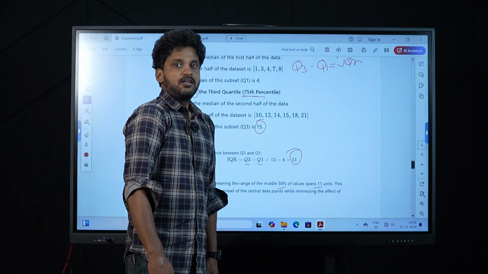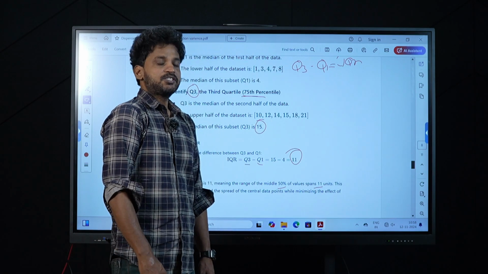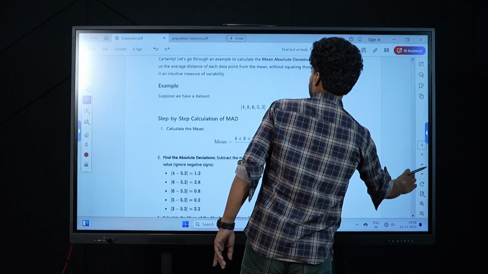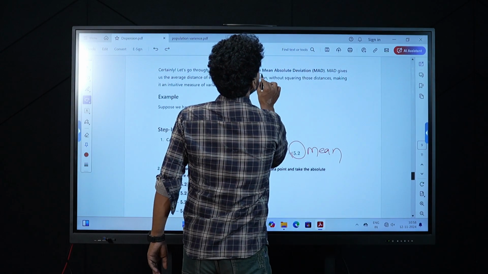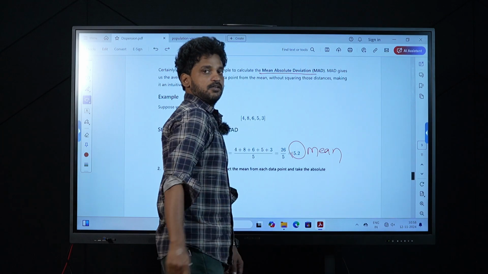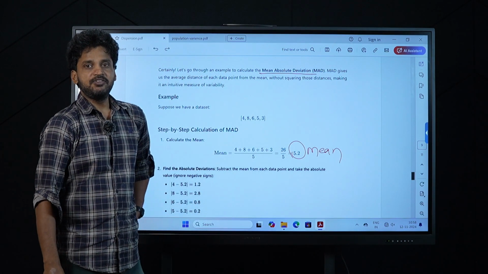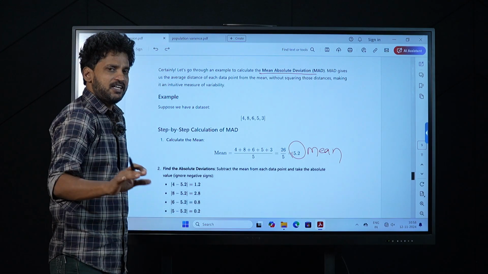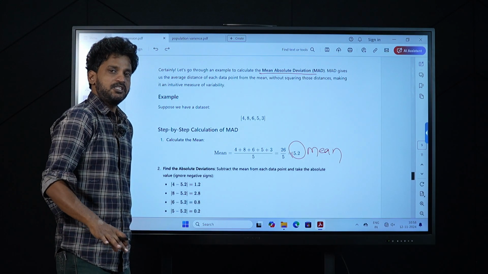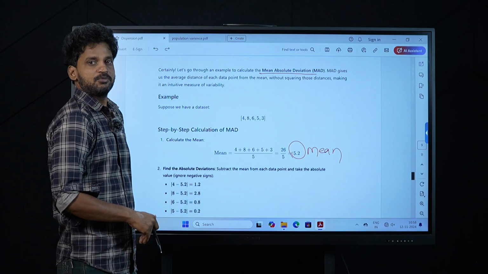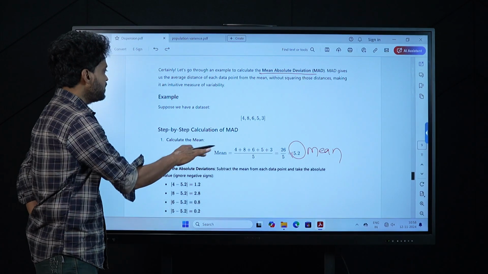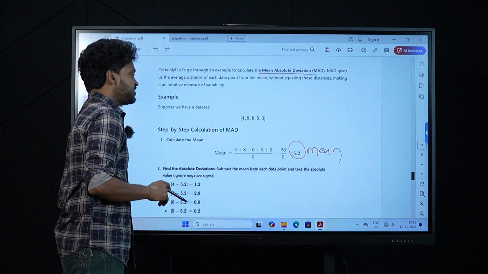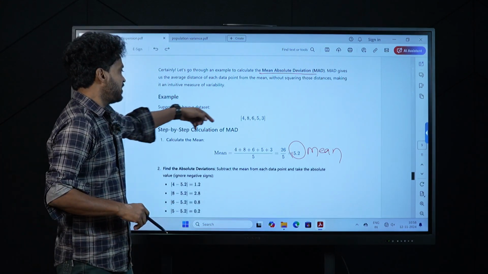In the next session, we are going to discuss mean absolute deviation. So what is this mean absolute deviation? Let us understand. We will directly calculate the mean absolute deviation, then we will talk about why mean absolute deviation is going to be used. What is mean absolute deviation? For that, let us take a data set, 4, 8, 6, 5, 3. The data set contains 5 values and you take the mean.